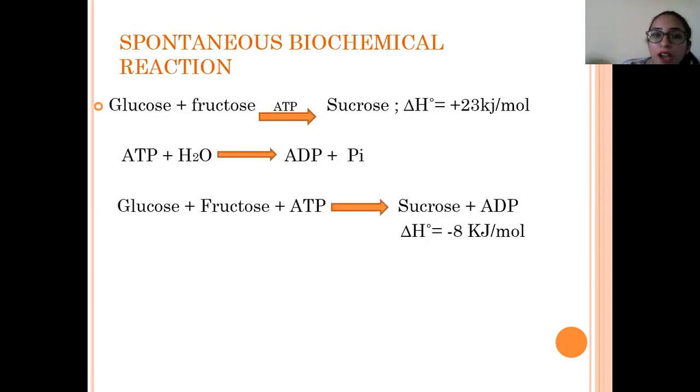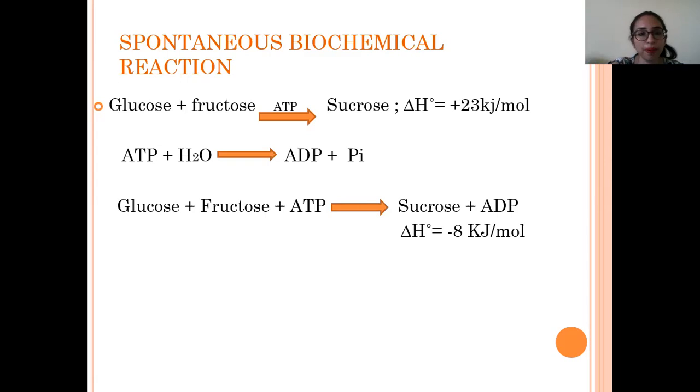Okay, spontaneous biochemical reaction. Spontaneous means that it happens on its own, without any energy. An example is when glucose and fructose are joined together to produce sucrose. That is a spontaneous biochemical reaction. And here the enthalpy of reaction is plus 23 kilojoule per mole.